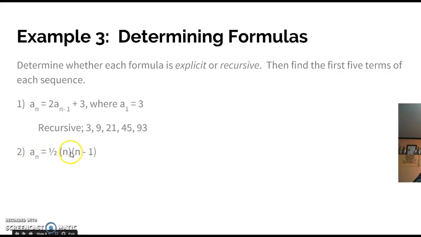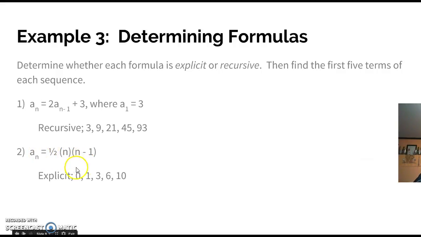Example 2, notice that we're defining the nth term by the value of n itself. That makes it explicit. In example 1, we defined the nth term by a term previous to it. That makes it recursive. This is explicit: the nth term is 1/2 times the term number times the term number minus 1.